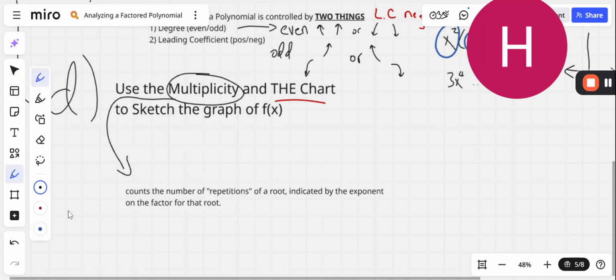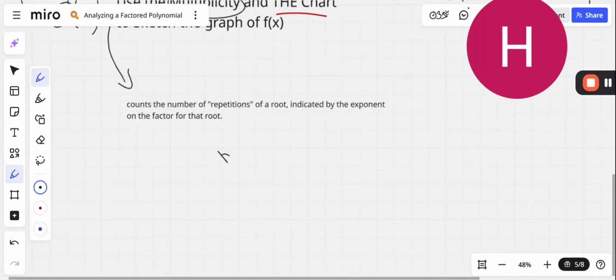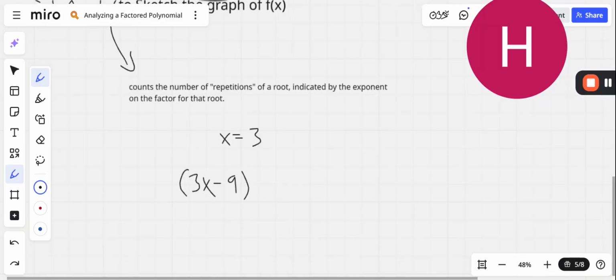So what I'm saying here is the root that we had, x equals 3, it had a factor of 3x minus 9, which indicated that root. But that factor didn't have a special exponent like a 3 or a 4 or anything. It just had nothing, which we assume means there's a 1 there. Because of this, we have a multiplicity of 1.